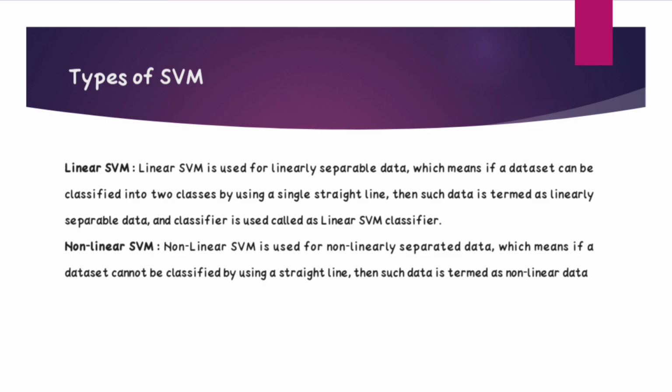Types of SVM. Support vector machine has two types: linear support vector machine and non-linear support vector machine. The linear support vector machine is used for linearly separable data, which means if a dataset can be classified into two classes by a single straight line, then such data is termed linearly separable data, and the classifier used is called a linear SVM classifier. Non-linear SVM is used for non-linearly separated data, which means if a dataset cannot be classified by using a straight line, then such data is termed non-linear data.